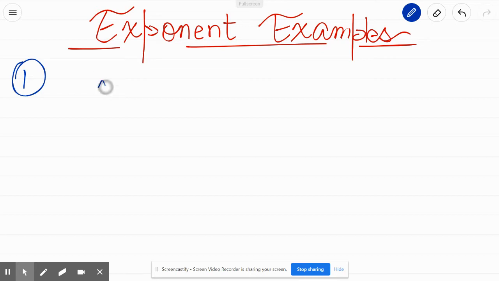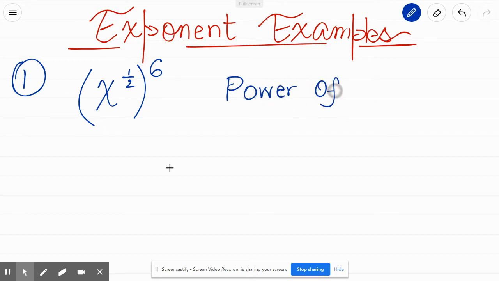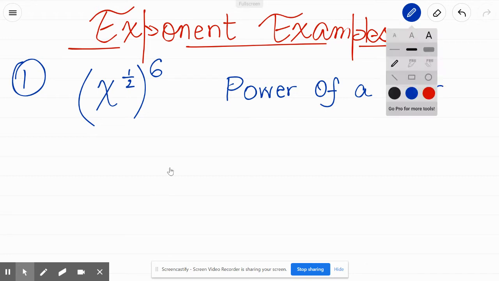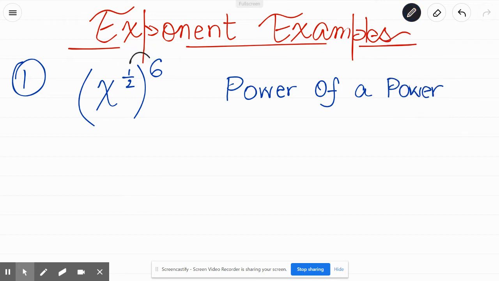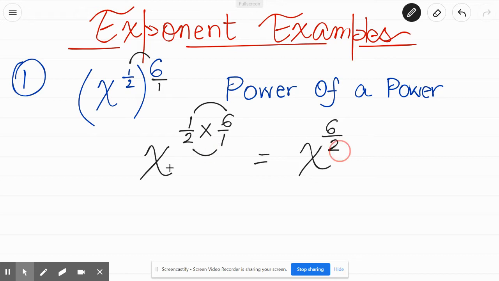So the first question that we have here is x to the power of 1 over 2, to the power of 6. And basically in this question, we will apply the power of a power rule. The power of a power rule basically says that you'll multiply these two powers. So this changes to 6 over 1. So now your question changes to x to the power of 1 over 2 times 6 over 1, which now changes to x to the power of 6 times 1 is 6, 2 times 1 is 2, and 6 divided by 2 is 3. Hence your final answer is x to the power of 3.